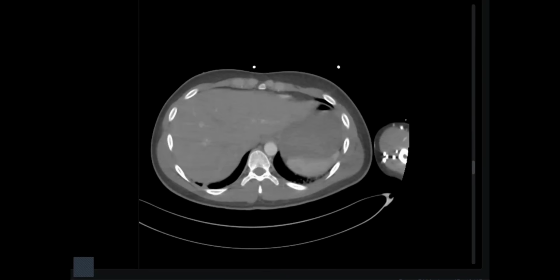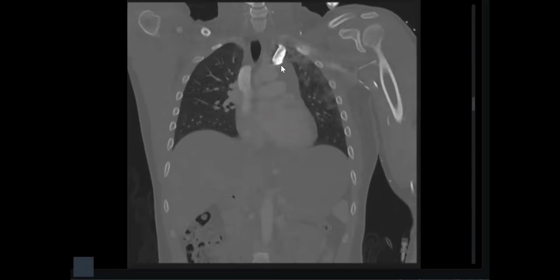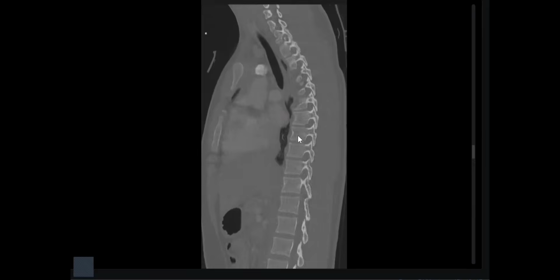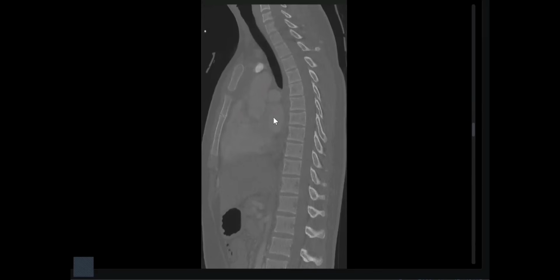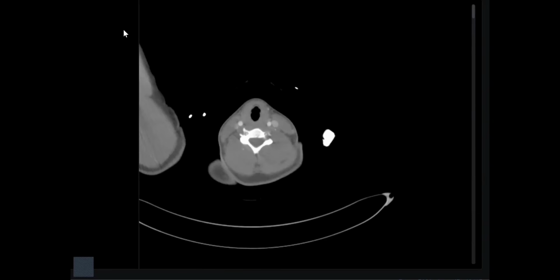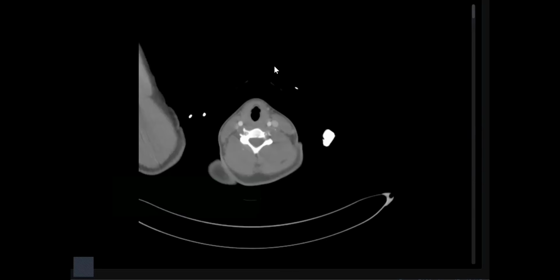Good. I'll take the control back. You did it well, my friend. By the way, we have here lung contusions and no fractures. You should also assess or ask for sagittal for the dorsal spine, for the vertebra. Very good.